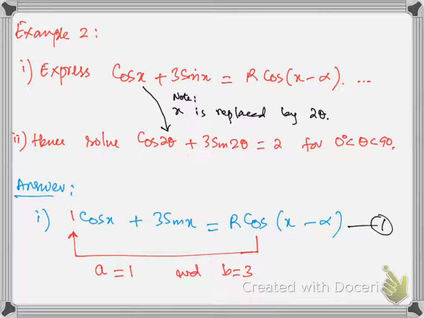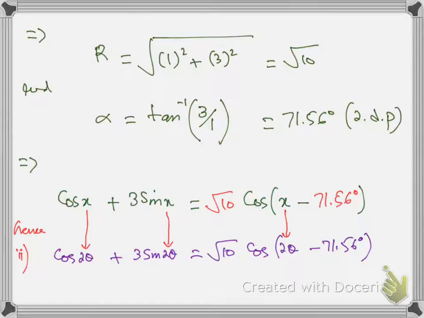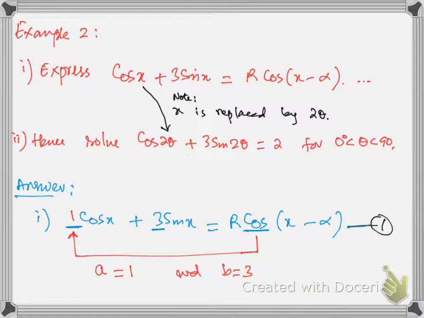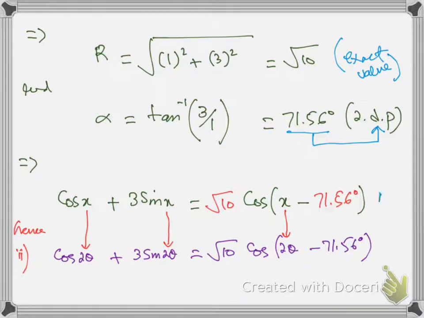Okay, let's start part 1 first. Cos x plus 3 sin x, in the form of cos. Since we have cos x here, this 1 must be a and this 3 will be b. Now get the exact value of r. We need the exact value of r. Always state the exact value. Alpha must be up to 2 decimal places. This is the requirement of the question. Now substitute both r and alpha into equation number 1. This is equation number 1. So you need to substitute r here and alpha here. So this is the answer of part 1.